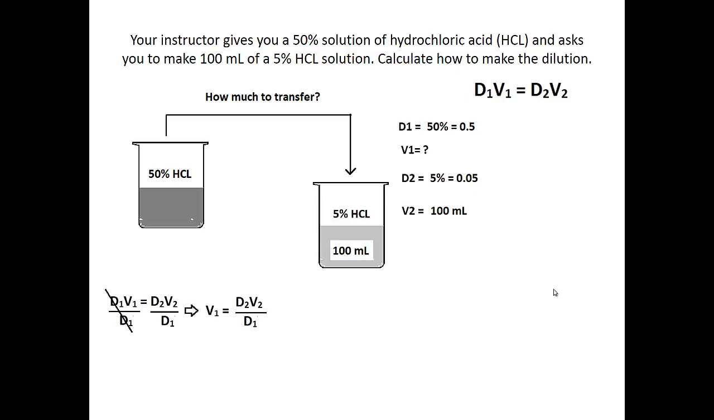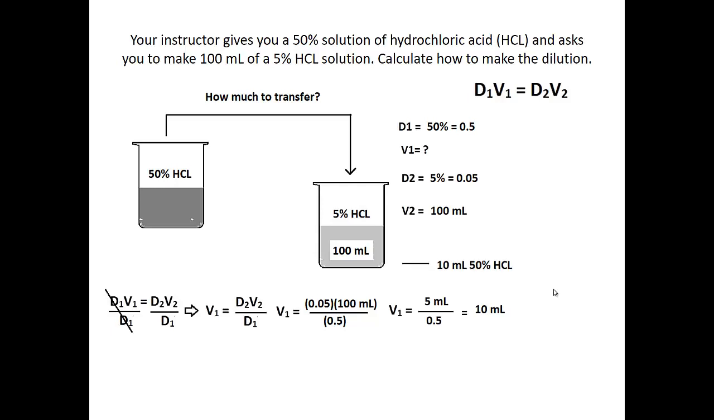V1 is equal to D2V2 over D1. Put those variables into the equation. 0.05 times 100 over 0.5. Multiply the top numbers to get the product, 5 mLs in this case. Divide by 0.5. 5 mLs divided by 0.5 is 10 mLs. So our V1 is 10 mLs.